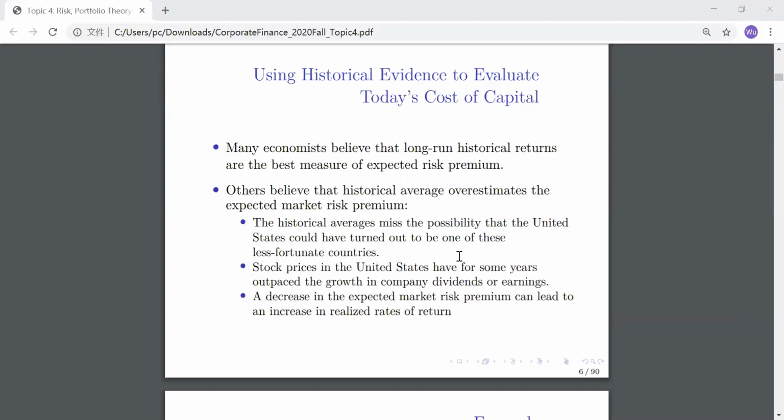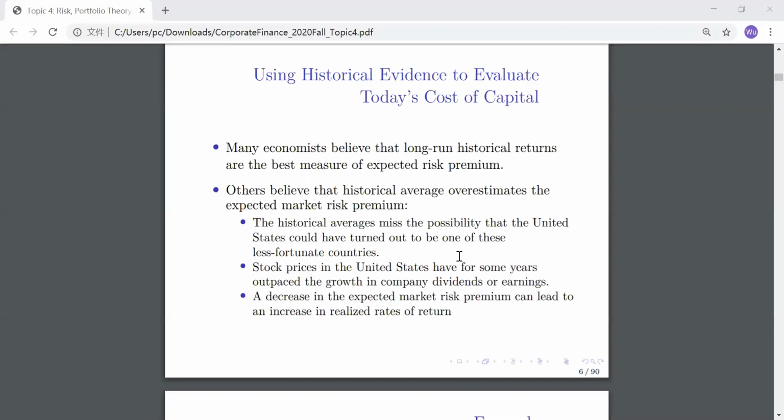So that's why the historical average might be misleading, in the sense that the country has been very lucky in recent years, but in the future there could be reasons why the nation is no longer lucky anymore. That is the reason why the historical average is maybe misleading or overestimates the market risk premium.